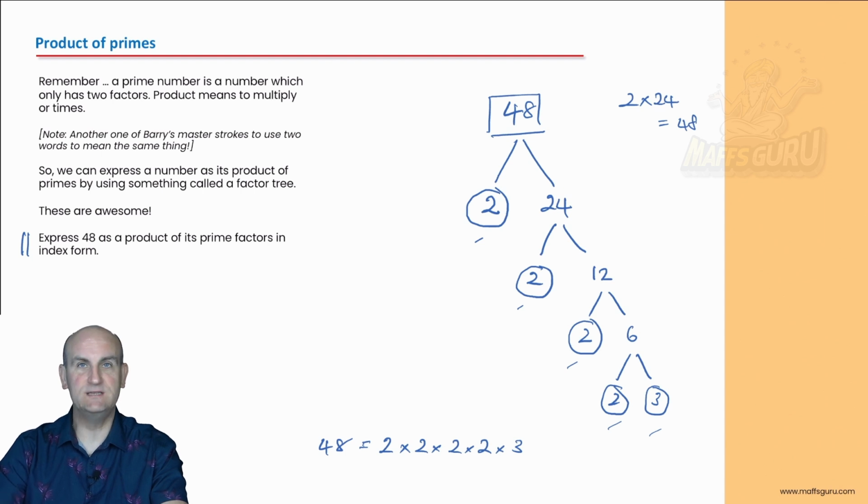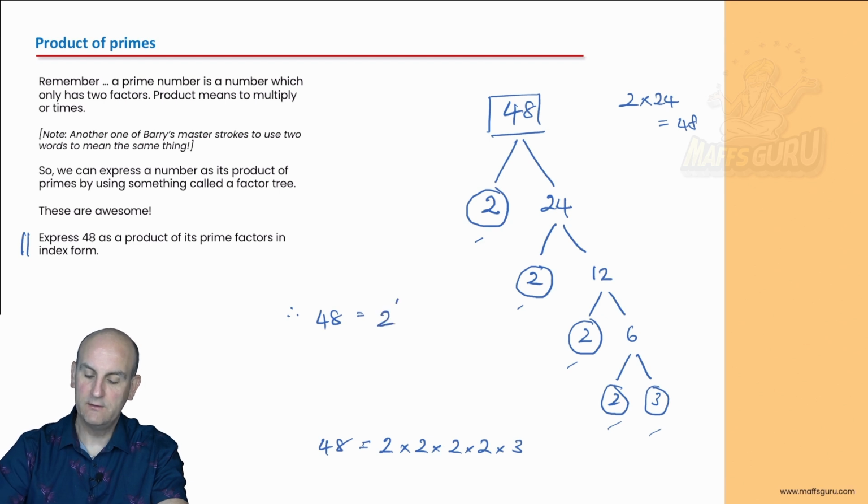That's not index form, is it? Because we've got repeated numbers that we can use floaty numbers for. So therefore, my correct answer would be that 48 could be written as 1, 2, 3, 4. We've got 2 to the power of 4 times 3. And again, we'd probably leave it like that.